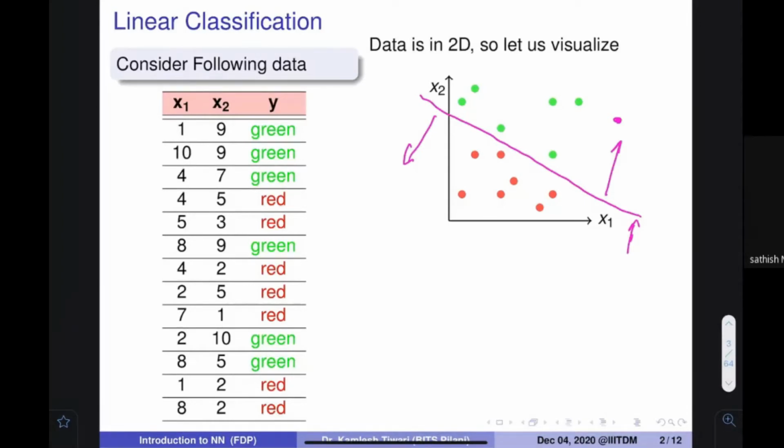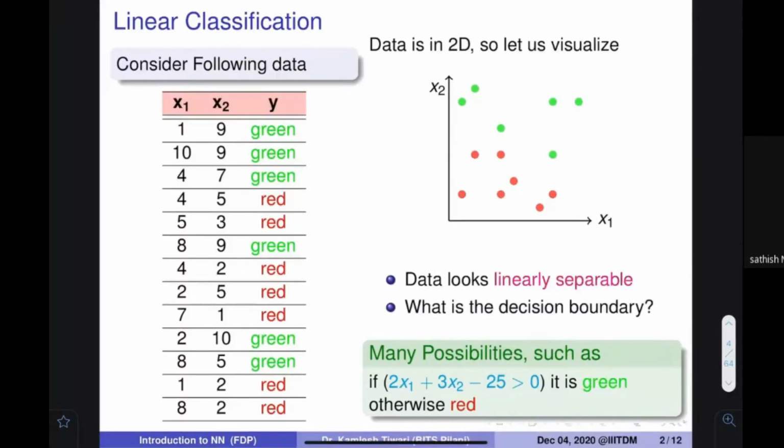Make sense? So ultimately, my problem reduces to finding the equation of this particular line. Can somebody give me the equation of this line? Then I can solve this thing. So essentially, we have discovered that this data is linearly separable. This is a technical term: linearly separable. And we want to find out what the parameters are.